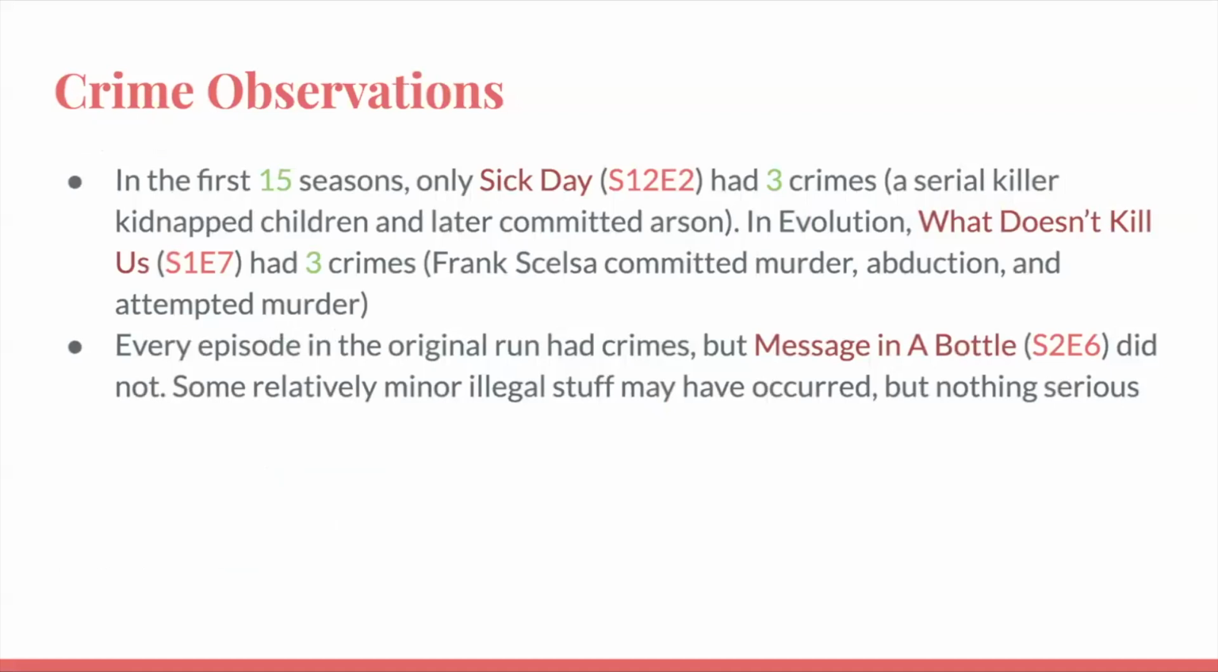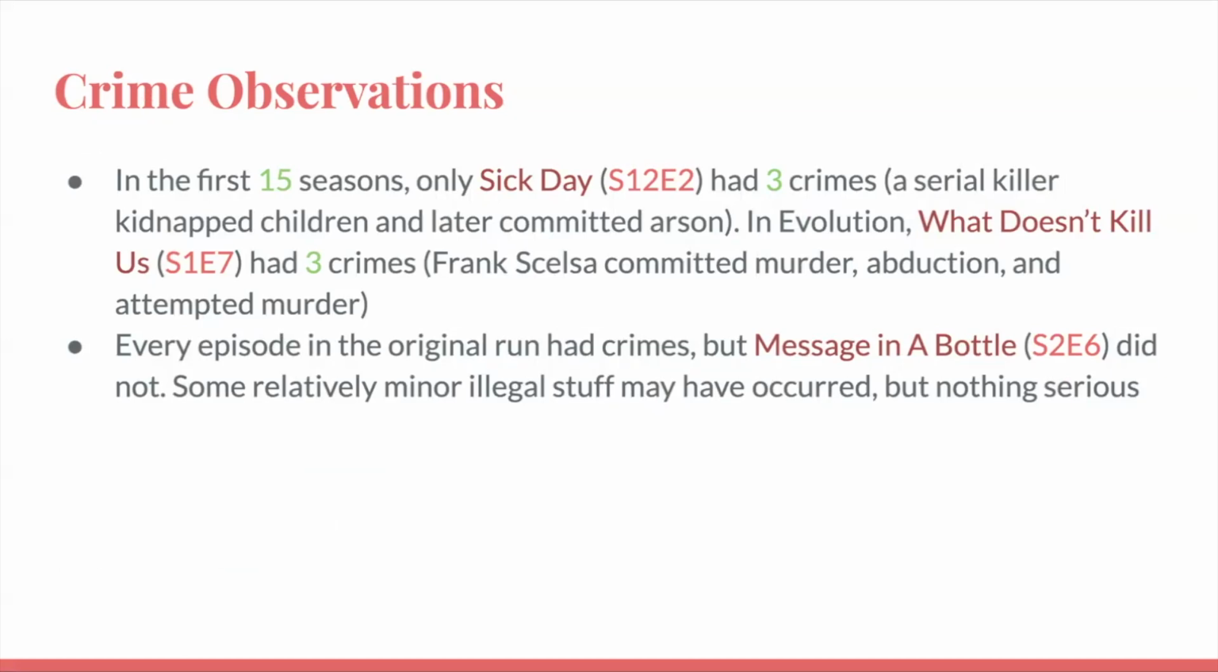Anyway, crime observations. In the first 15 seasons, only Sick Day, season 12, episode 2, had 3 crimes. A lot of episodes had 2 crimes, but this is the only one with 3. It was a serial killer who kidnapped children and then later committed arson. Those are the 3 crimes. And in Evolution, What Doesn't Kill Us also had 3 crimes because Frank Scelsa committed murder, abduction, and attempted murder. Should be noted, I did not really record attempted murder in the original run because I would just put serial killer and then just not count the victims who lived.